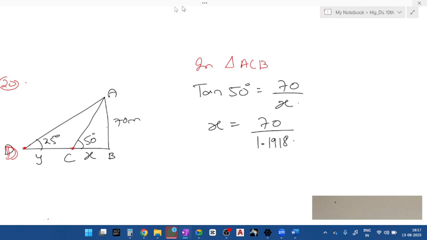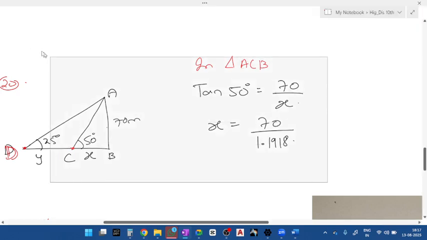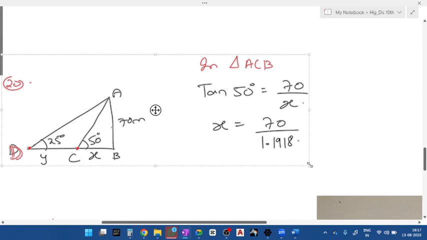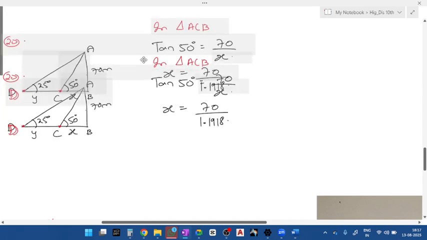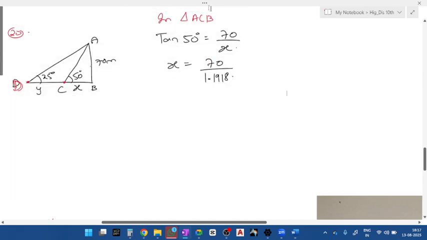When to use tan and cot, students. So all of you concentrate here. This is an important sum. Sometimes these kind of sums are too lengthy. It is easy, but it becomes too lengthy if you take tan. Look, 70 divided by 1.1918.